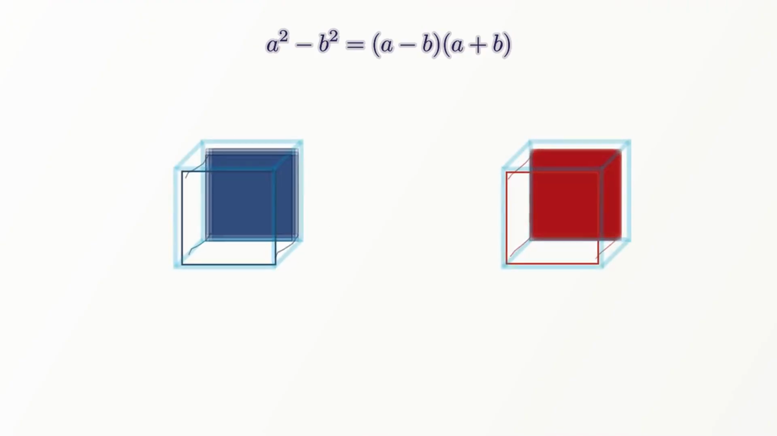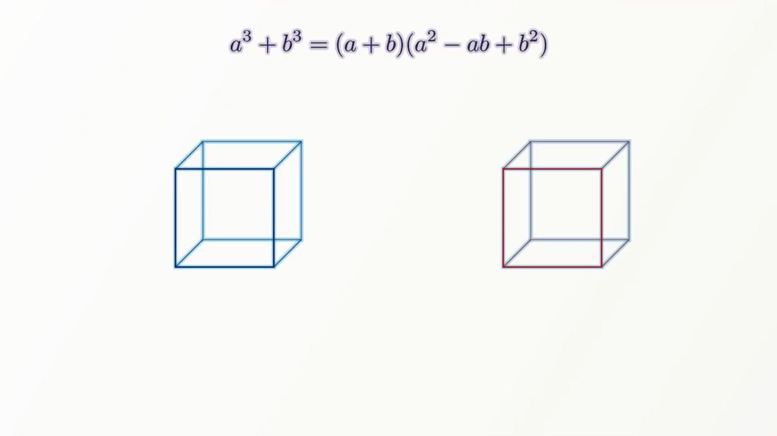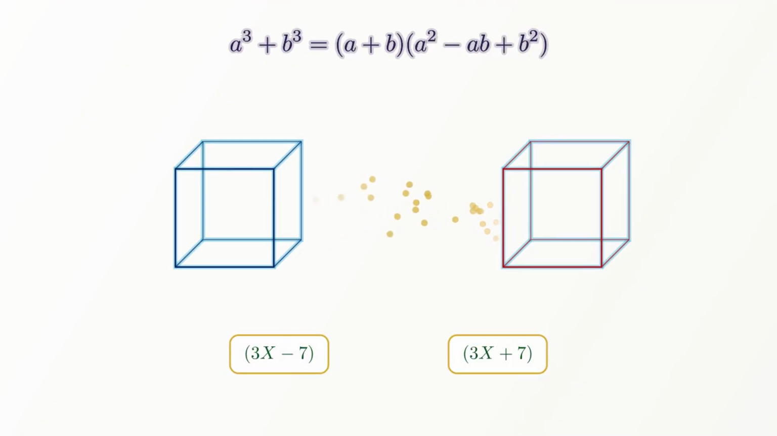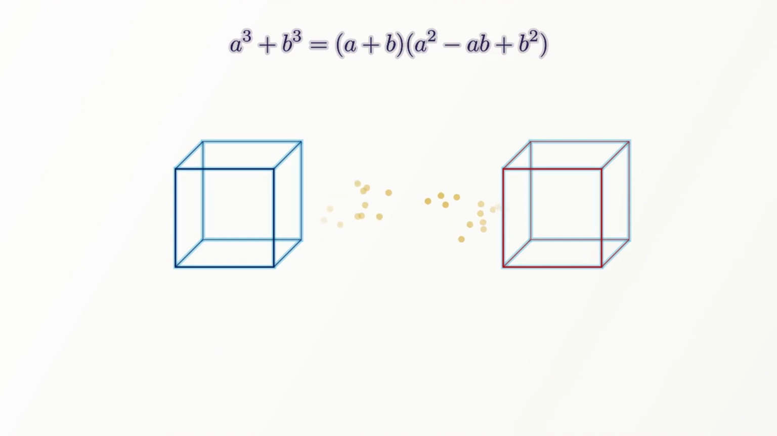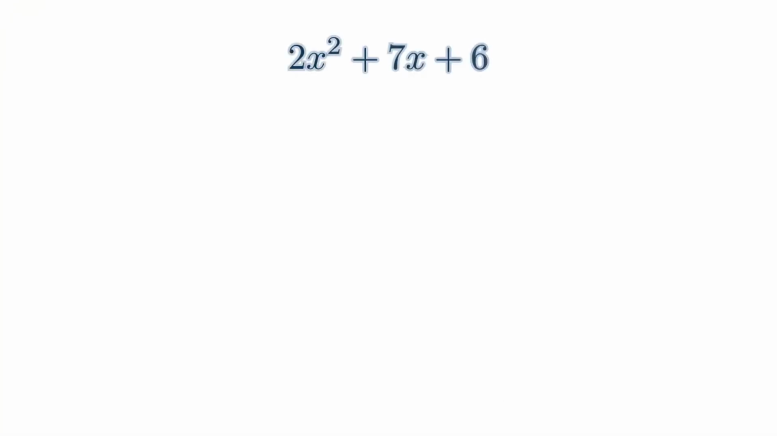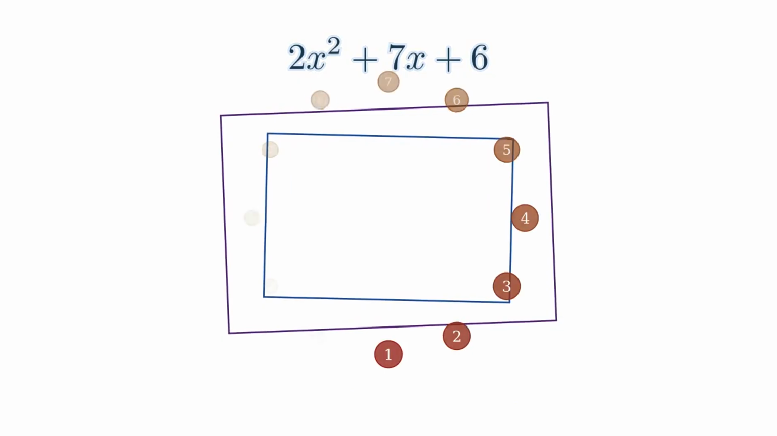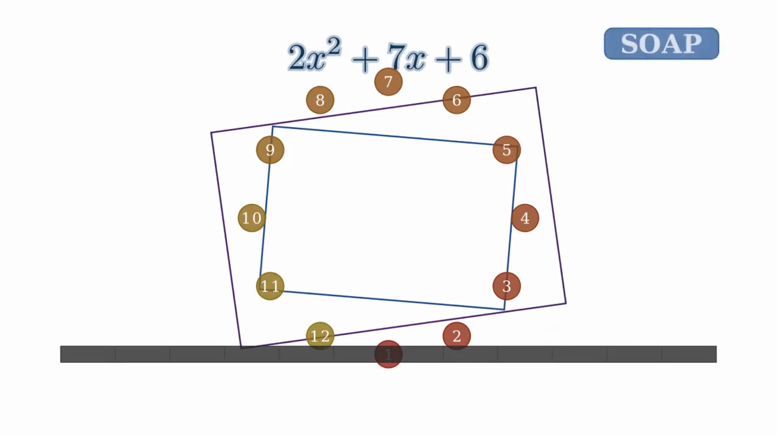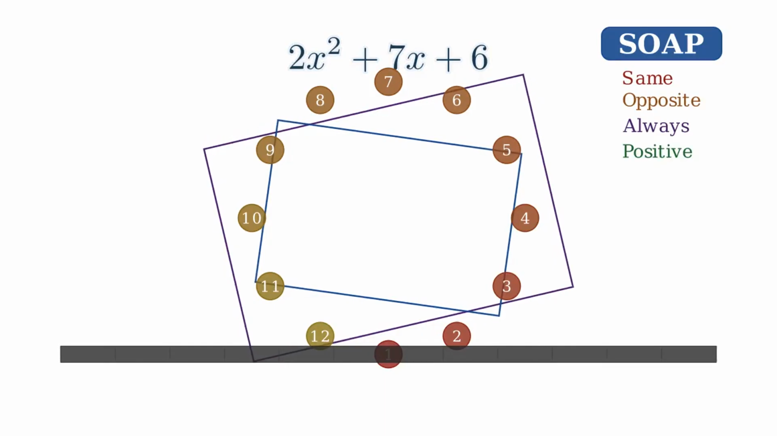Next, the sum of cubes. A cubed plus b cubed equals the quantity a plus b times the quantity a squared minus ab plus b squared. This pattern is less obvious but equally important. For instance, to factor 8y cubed plus 125, we see it's 2y cubed plus 5 cubed. Plugging this into the formula gives us our factored form. A good way to remember the signs is the SOAP acronym: same, opposite, always positive.